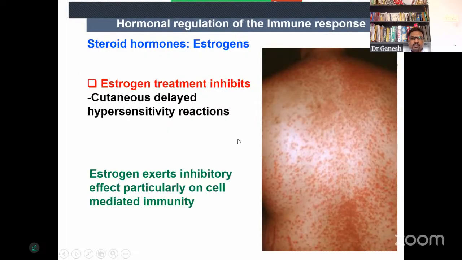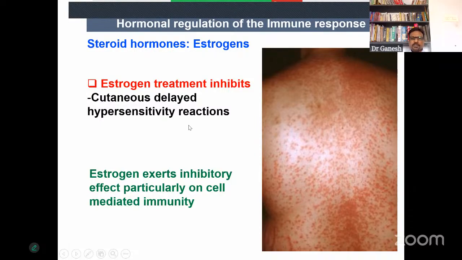Estrogen treatment is known to suppress the cell-mediated immune response, but it is not suppressing the antibody-mediated immune response, because the antibody-mediated immune response is stimulated following the estrogen treatment, but the cell-mediated immunity is suppressed. So this is a kind of differential response of the estrogen. The estrogen treatment is also known to inhibit the cutaneous delayed hypersensitivity reactions.